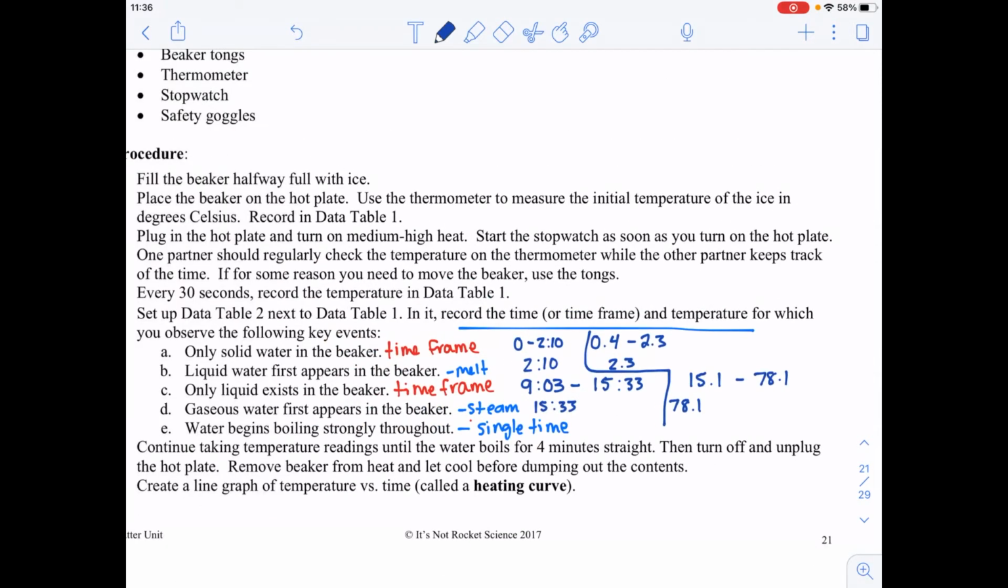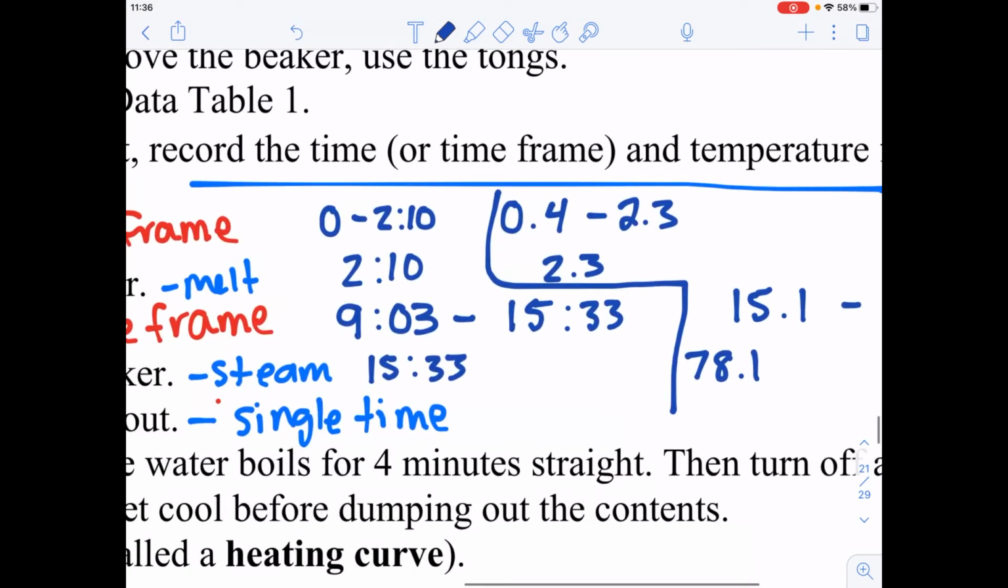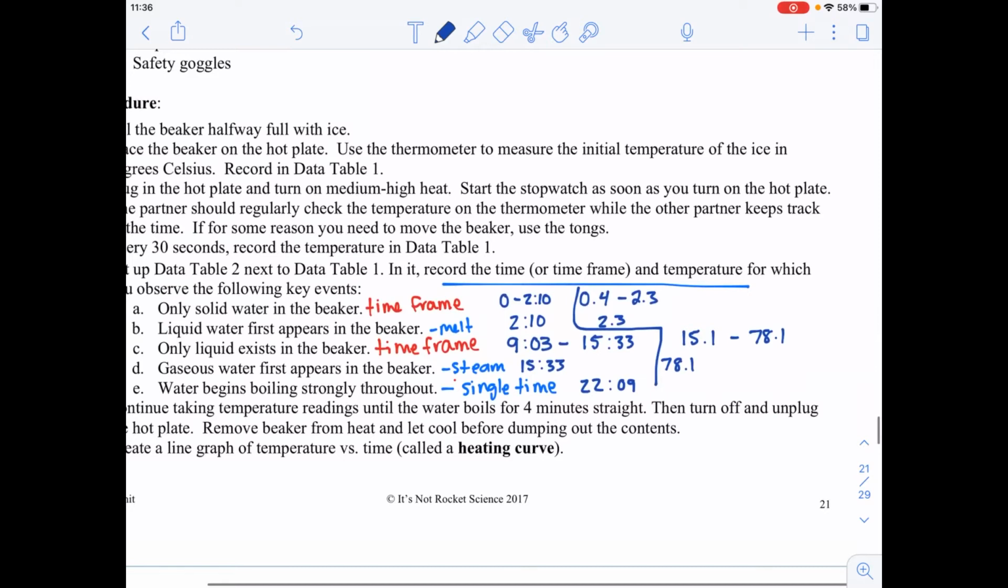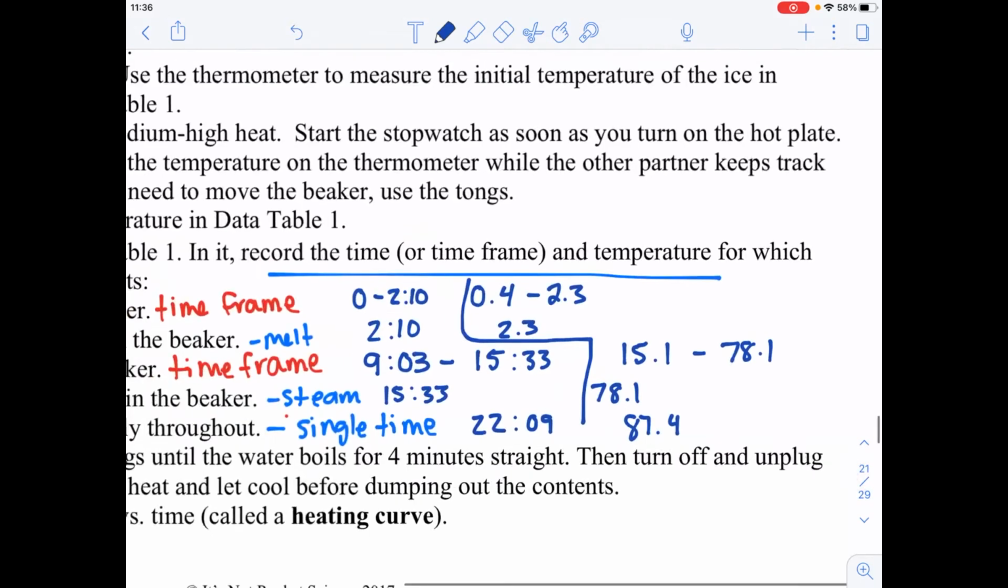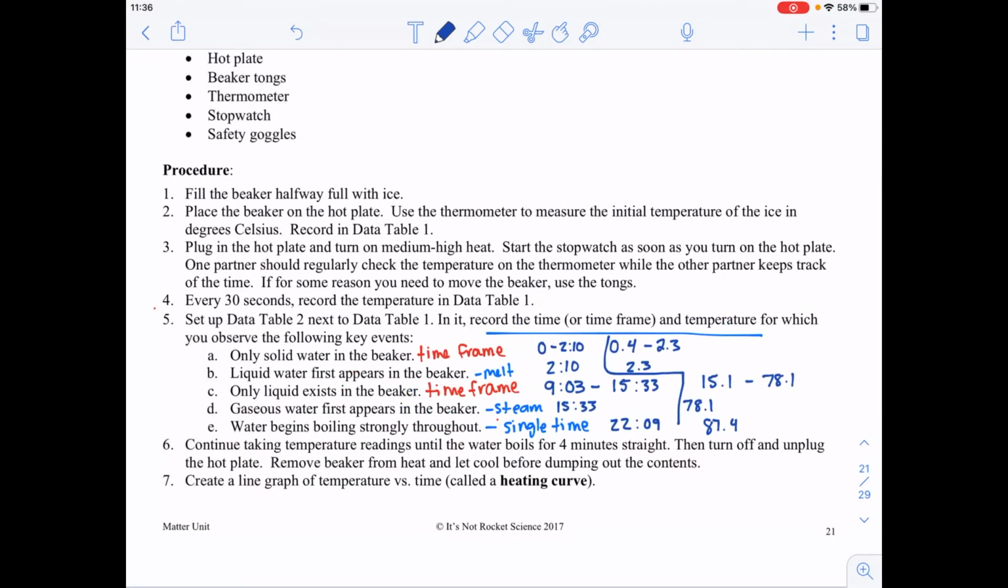And then the last one, water begins boiling strongly throughout. Again, that would be just a single time. So the time that you'll want to record is when the water really starts moving to the point where the surface is bubbling and bubbling hard. Again, that'll just be a single time. So maybe that's at 22:09. Okay. And the temperature at that time is 87.4. Now, the temperatures will all be in degrees Celsius, so keep that in mind. And then we're going to continue timing for at least 4 minutes.